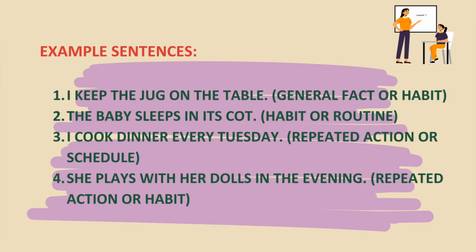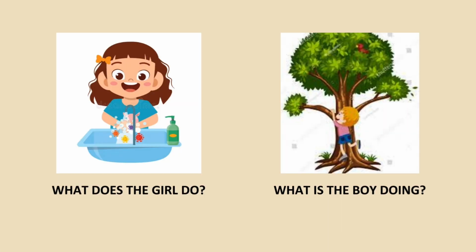General fact or habit: the baby sleeps in its cot. Habit or routine: I cook dinner every Tuesday. Repeated action or schedule: she plays with her dolls in the evening. Repeated action or habit. Time words often used with simple present: in the evening, every Tuesday, usually, always, every day, etc. The image shows an explanation of simple present and present continuous tenses.